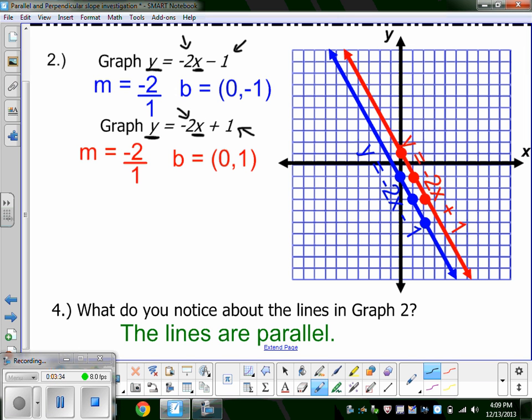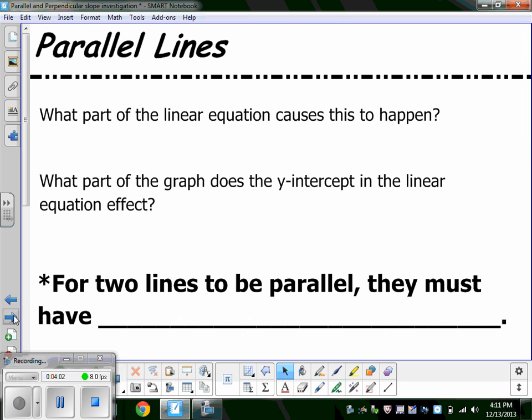Now, we've called the coefficients something else when dealing with linear equations. Up to this point, we have referred to it as our slope. So the piece that makes these two equations have the same path and become parallel is actually our slope. In this case, our slope is the same. So the part of the linear equation that causes this to happen is our slope.